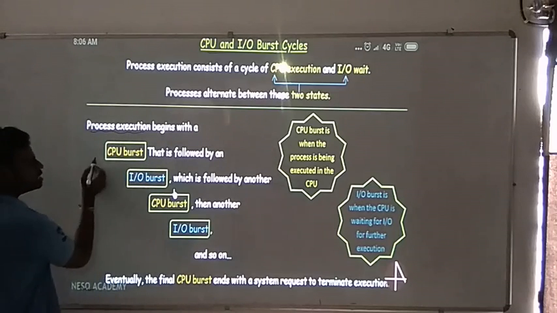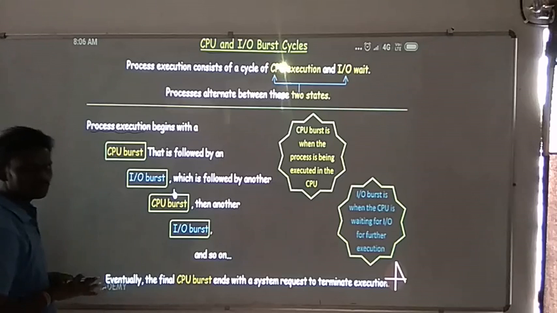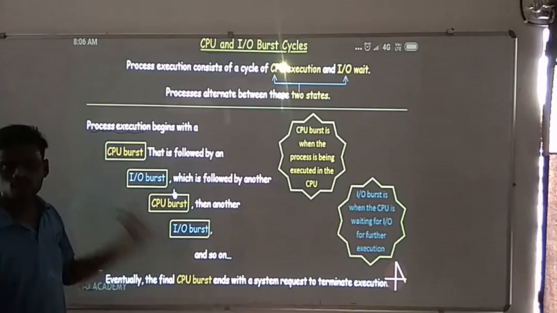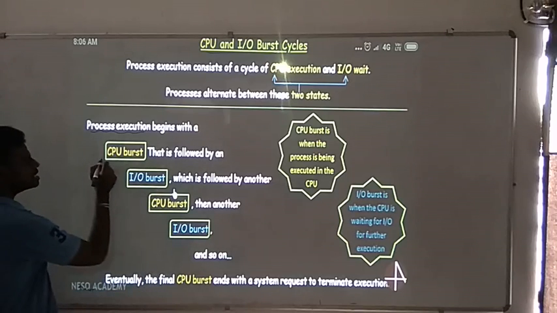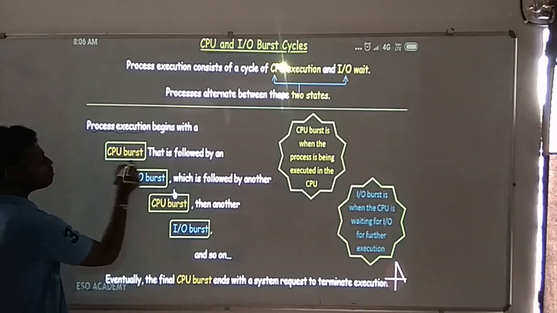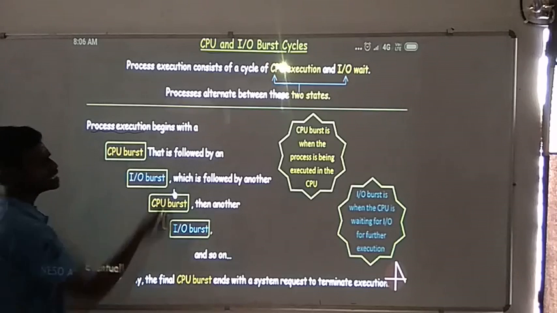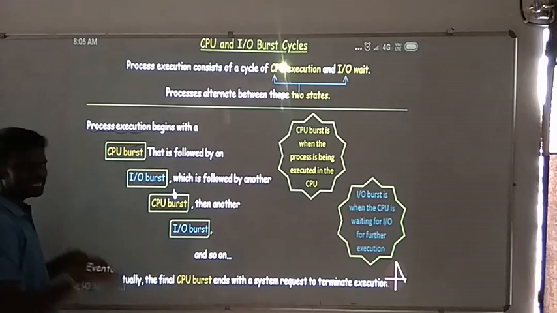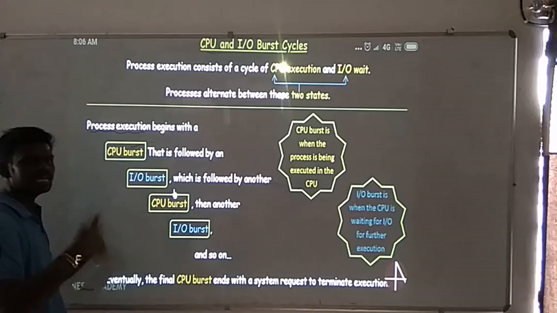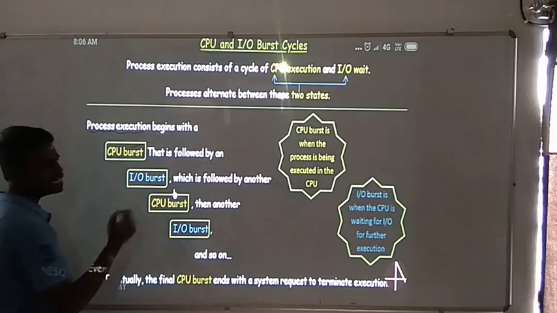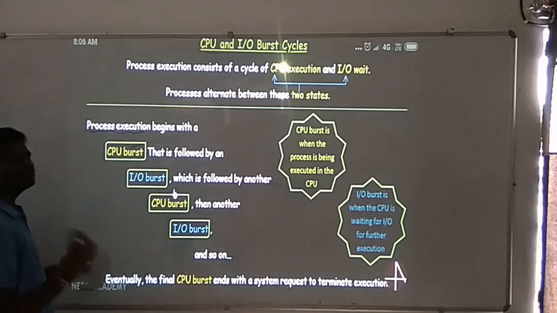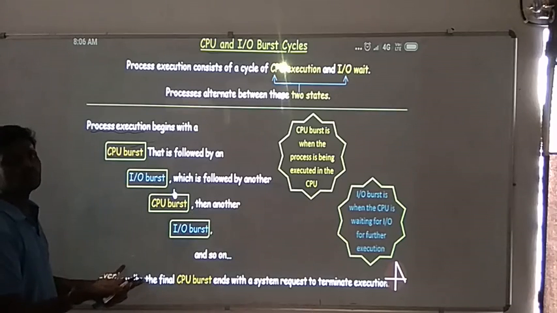Suppose whenever I am trying to execute my process, it will require the CPU to be given to the process. Whenever the CPU is assigned to a process, the process will get executed. While it is executing, it may need some IO devices, or it may be waiting for some IO event to occur, or waiting for some other results to occur.